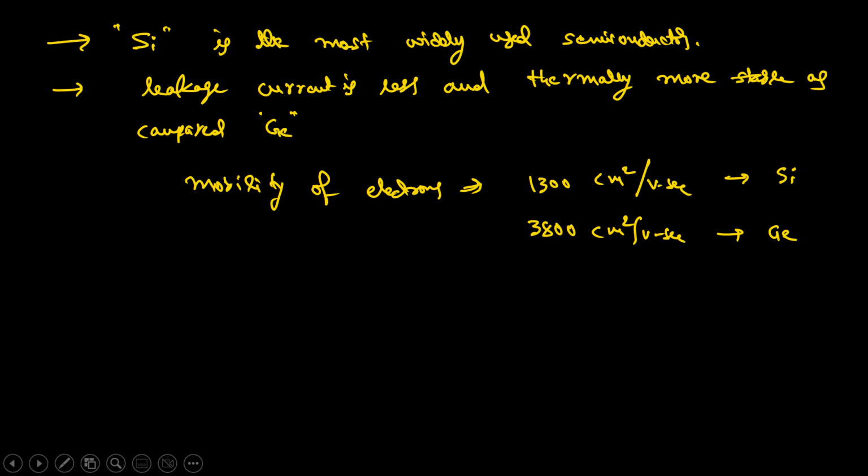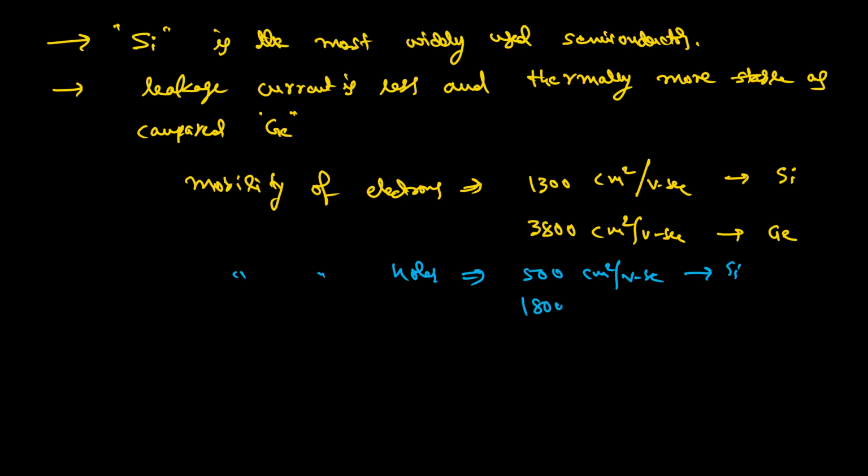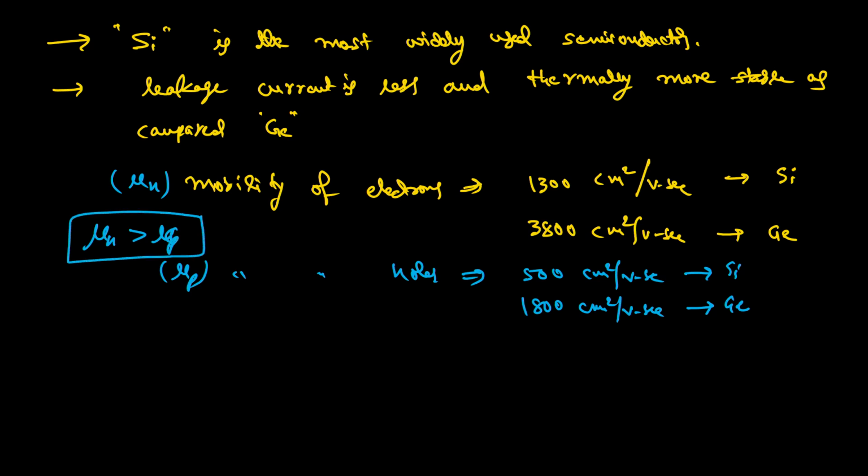Similarly, now I am writing the mobility of holes: 500 cm²/V·s for silicon, and 1800 cm²/V·s for germanium. Observe these two: the mobility of electrons I will write as μn, and the mobility of holes as μp. The mobility of electrons is always greater than the mobility of holes. Compared to hole mobility, electron mobility is very high.